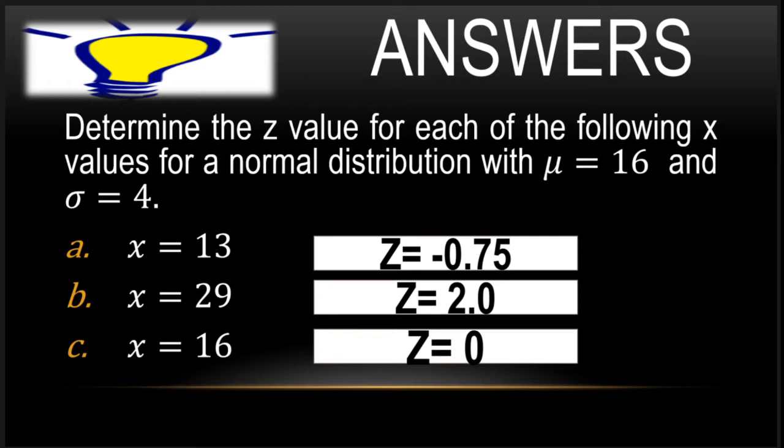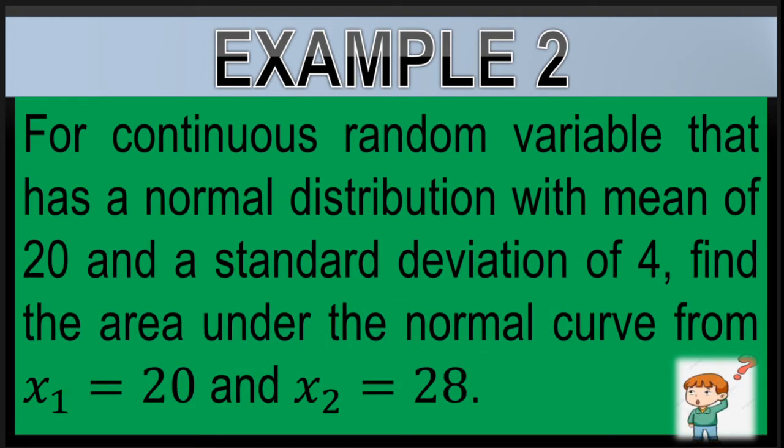Let's try another question. So this is our example number 2. For a continuous random variable that has a normal distribution with a mean of 20 and a standard deviation of 4, find the area under the normal curve from a given score of 20 to another score equal to 28. So let's find out its solution.